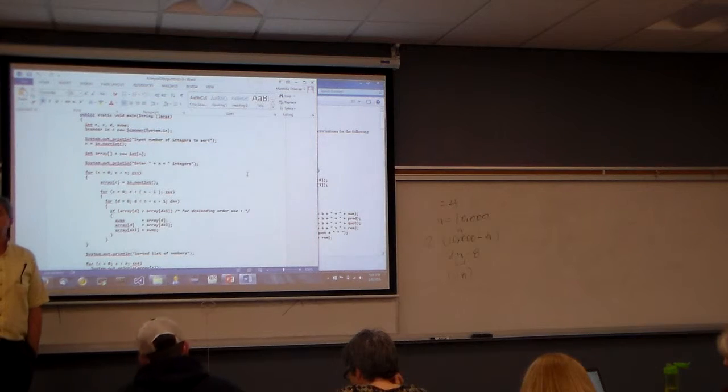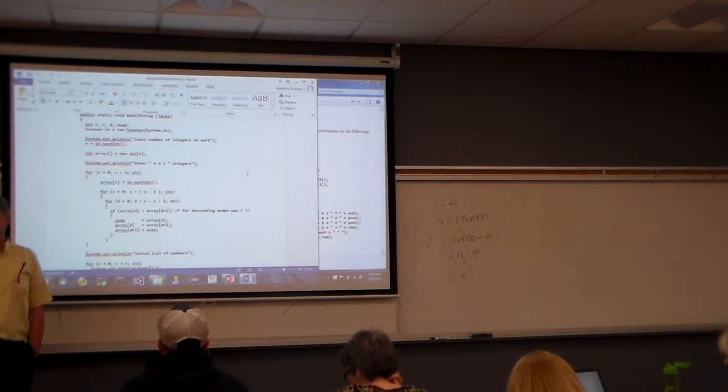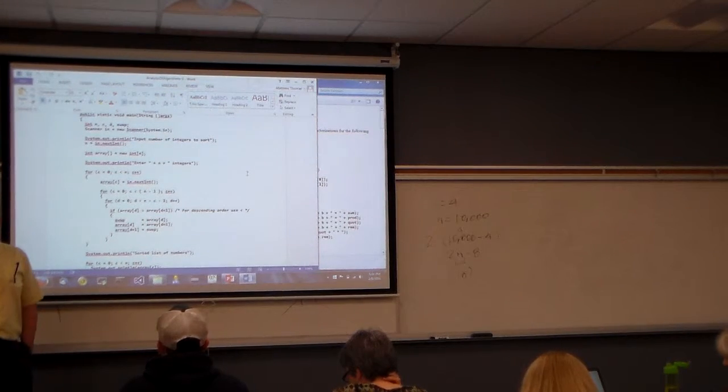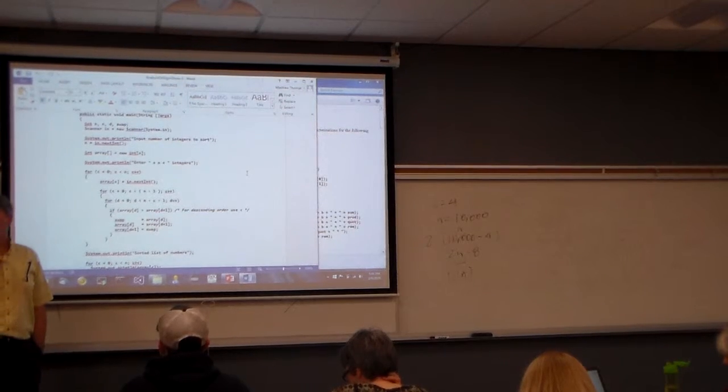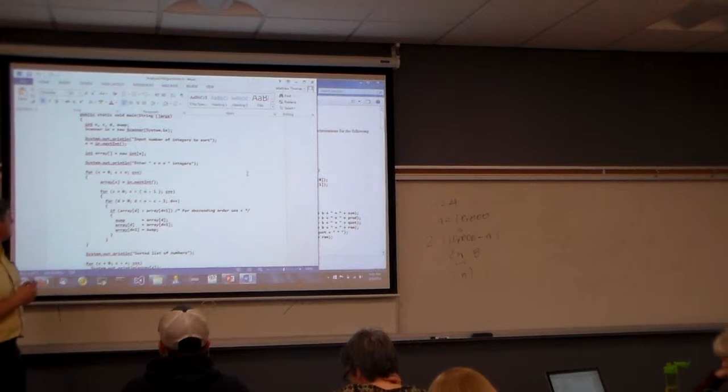Okay. What about the n minus c part? You're right, it is going to be a little bit less than that. But again, n over 2 is still a big O of n, okay? It's still in terms of n.